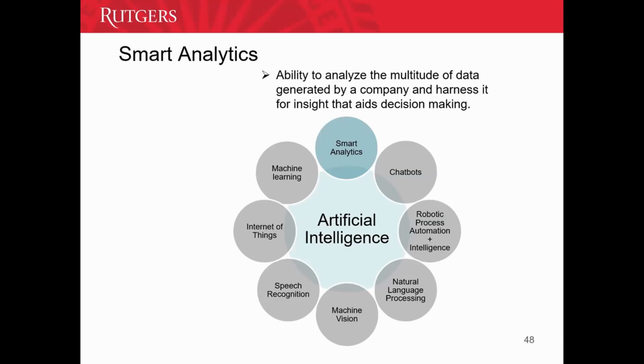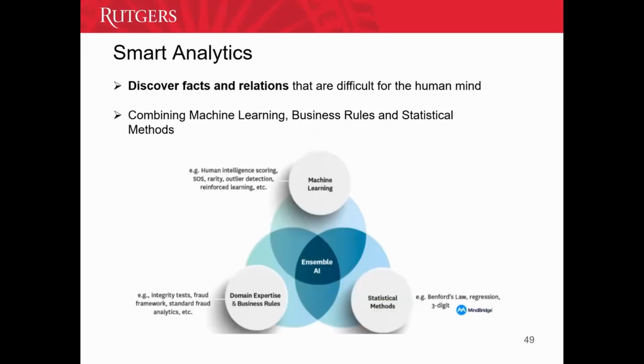Another AI technique is smart analytics. Smart analytics is the ability for artificial intelligence to analyze a multitude of data generated by a company and harness it for insights that aid decision making. Smart analytics is a type of artificial intelligence that assists humans to discover facts and relations that are difficult for the human mind to conceive. Usually smart analytics is used with big data, massive data, where there are thousands and thousands of transactions, and the human mind cannot analyze this data.